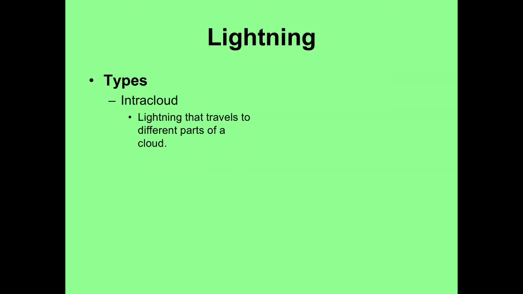Different types of lightning. Intra-cloud lightning travels to different parts of a cloud. So this is the kind you'll see if you're watching a storm. They usually are horizontally shaped, going left to right. And you won't have to worry about getting struck by that unless you're up in the air. It's the most common because the ground doesn't always give the right conditions for lightning to strike it. The charges build up in the clouds themselves, so it's easy to discharge up there.